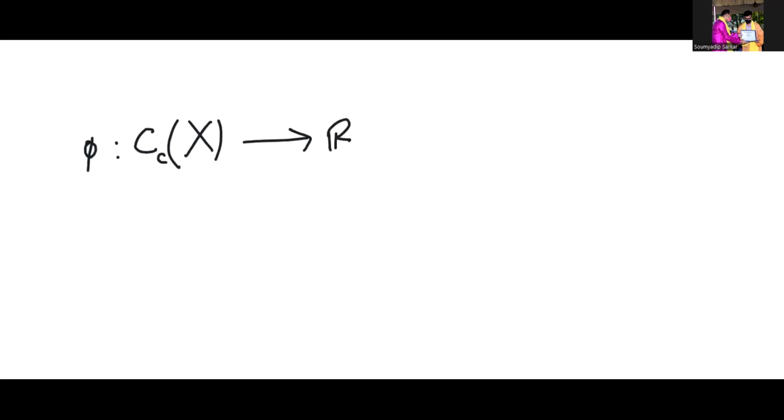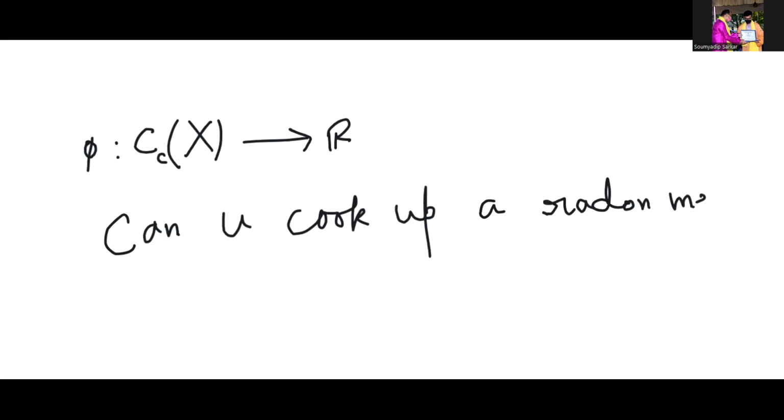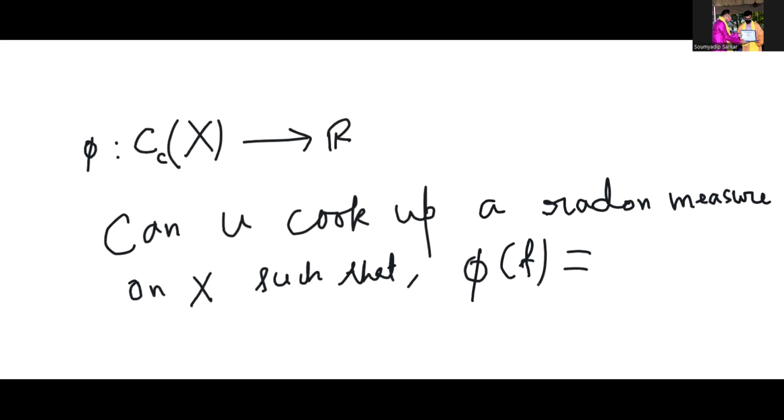Now the question is: can you cook up a Radon measure mu on X such that phi of f is given by this integral? That's what we were asking. I know that the integral of f d mu is a positive linear functional, but now what we are asking is: is it true that any positive linear functional is of this form? That is, it is given by integration against some Radon measure. That is the question.